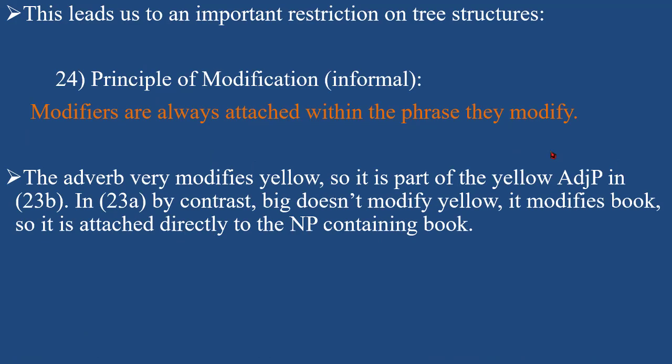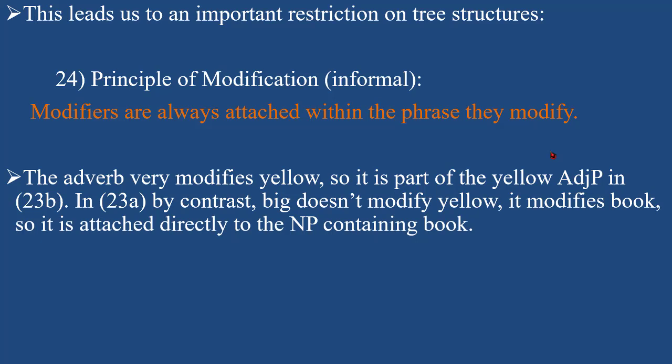So this leads us to an important restriction on tree structures. 24 is the principle of modification. It's still very informal; we'll have it in a formal way. Modifiers are always attached within the phrase they modify. You have a modifier, and it is within the phrase that it modifies. So the adverb "very" modifies "yellow", and it is in the phrase with "yellow". It is a member of "very yellow".